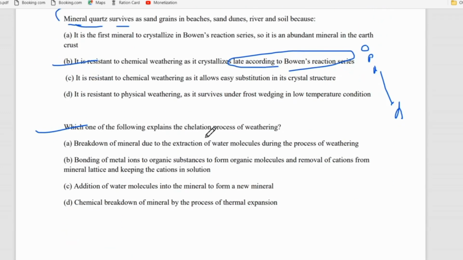Which one of the following explains the chelation process of weathering? So chelation is related to metal ions. Okay, so it is the bonding of metal ions to organic substances. So it is B.